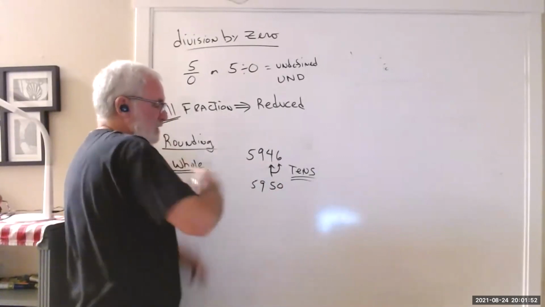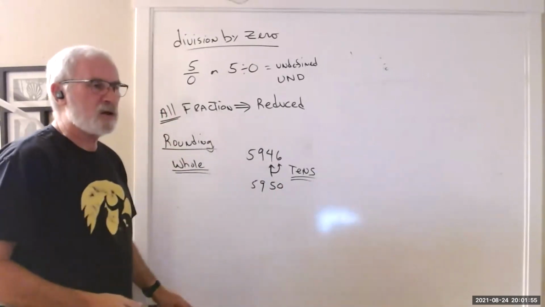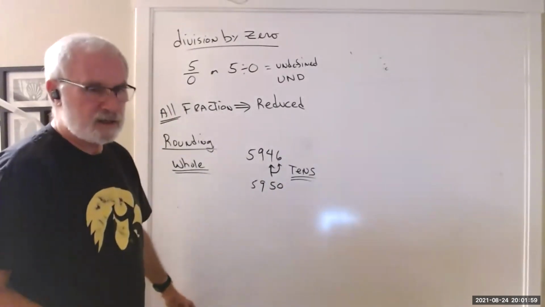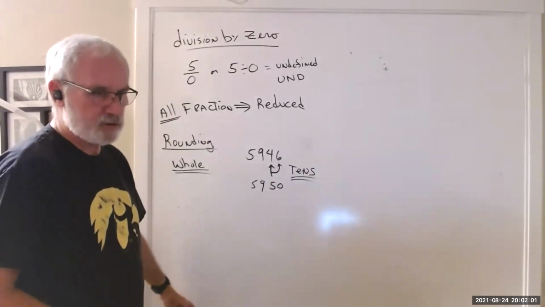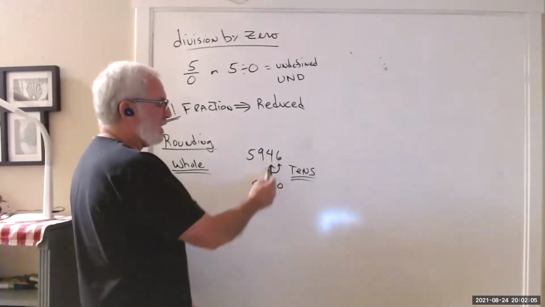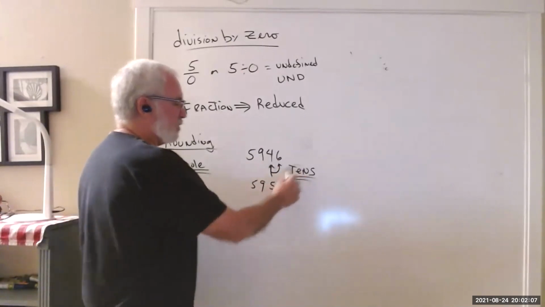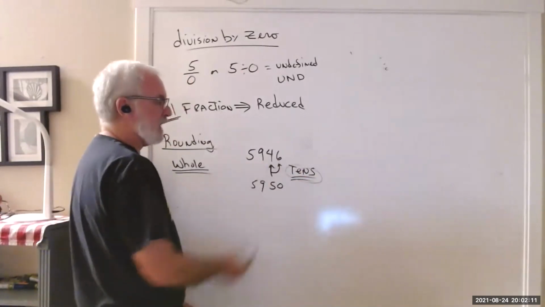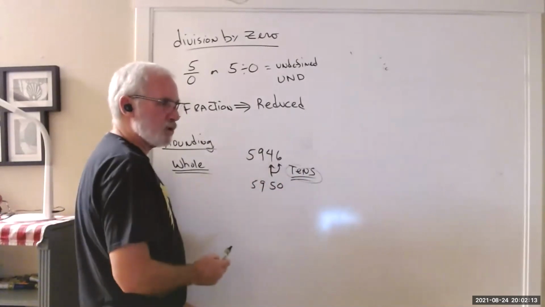Okay? That's the algorithm. An algorithm is a rule that we teach you that doesn't explain diddly squat. It just gets you the answer. But that's the algorithm that we teach. You find the digit in the place value, tens in this case, and you look immediately to the right and ask, is that 5 or larger?